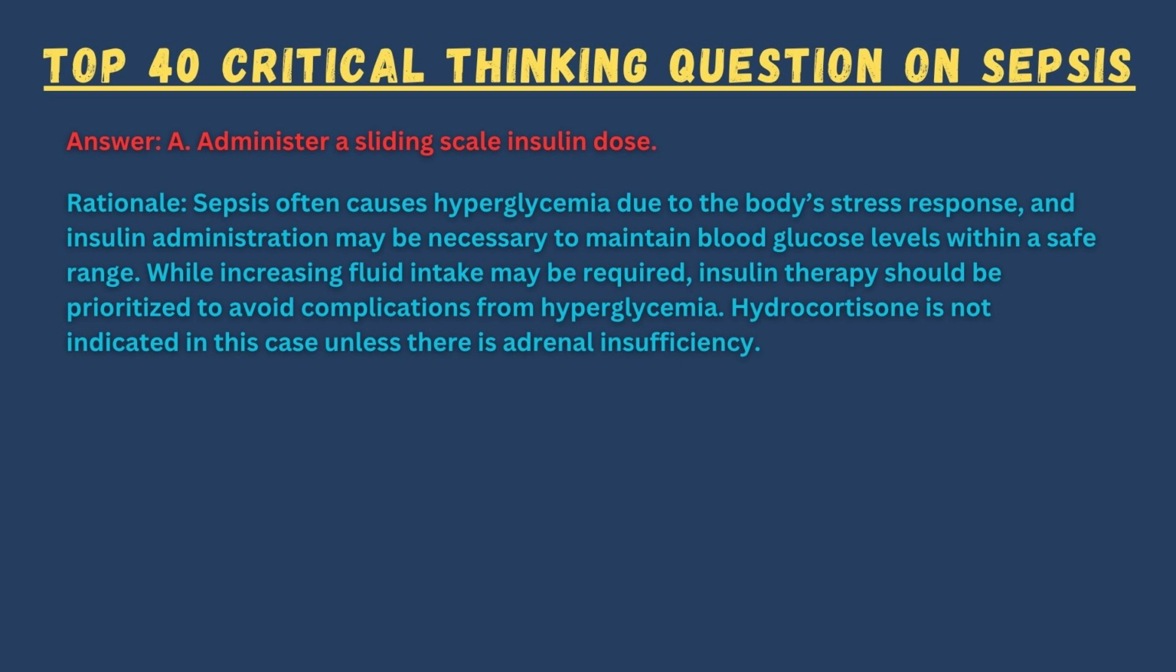Rationale. Sepsis often causes hyperglycemia due to the body's stress response, and insulin administration may be necessary to maintain blood glucose levels within a safe range. While increasing fluid intake may be required, insulin therapy should be prioritized to avoid complications from hyperglycemia. Hydrocortisone is not indicated in this case unless there is adrenal insufficiency.